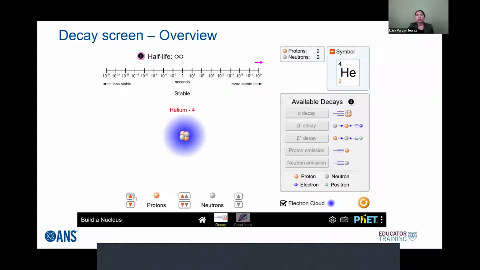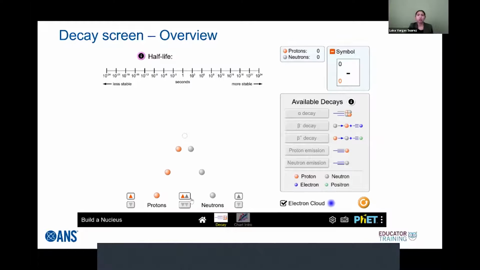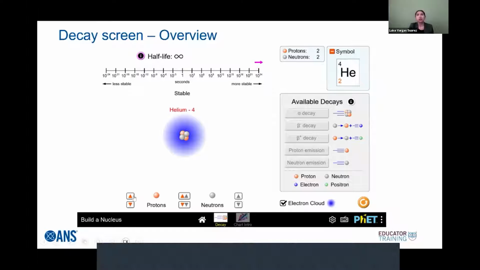So in general, the simulation is governed by the nucleus that is currently built. The screens are interactable through adding and removing protons, either with the arrows, as we can see here, or through sending protons and neutrons in by just clicking on them. And whenever you change the nucleus, this would change the nuclide that is created. So it would change the respective half-life readouts, the available decays, and also the symbol that represents it.